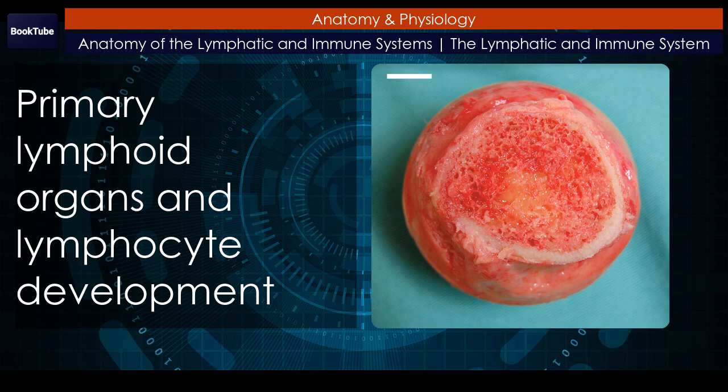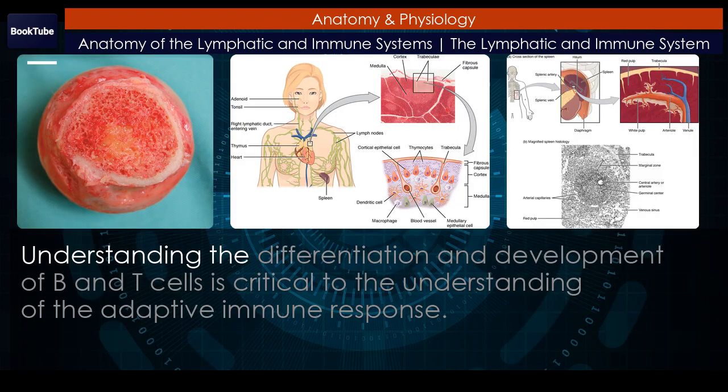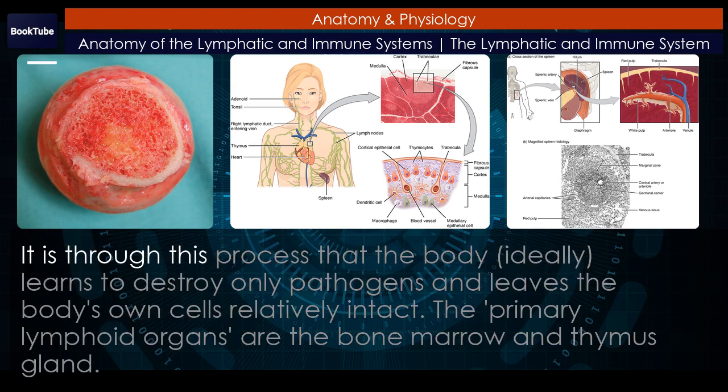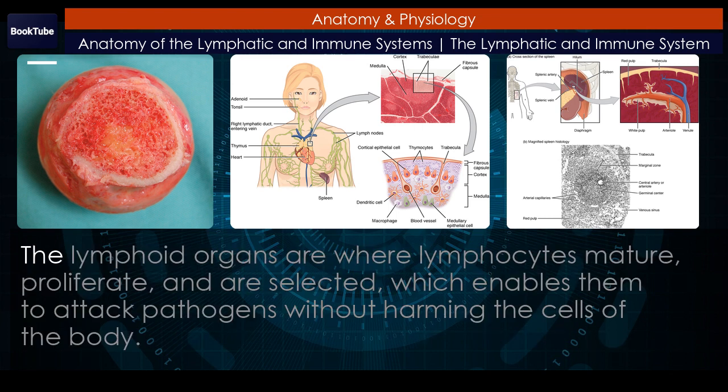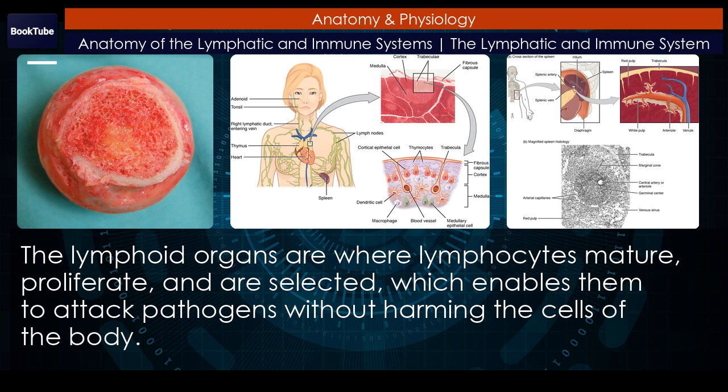Primary lymphoid organs and lymphocyte development. Understanding the differentiation and development of B and T cells is critical to the understanding of the adaptive immune response. It is through this process that the body, ideally, learns to destroy only pathogens and leaves the body's own cells relatively intact. The primary lymphoid organs are the bone marrow and thymus gland. The lymphoid organs are where lymphocytes mature, proliferate, and are selected, which enables them to attack pathogens without harming the cells of the body.